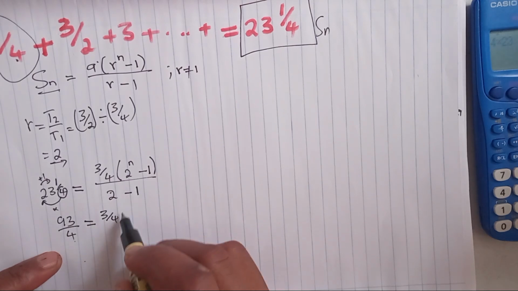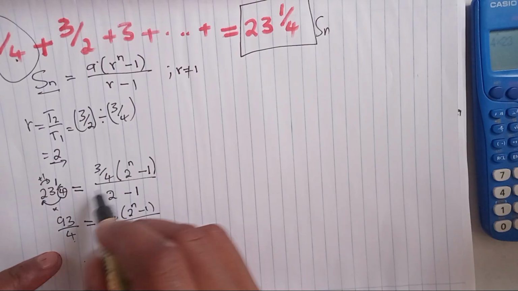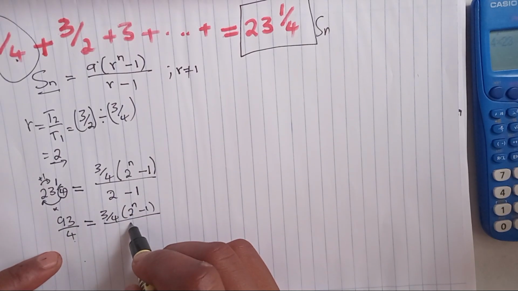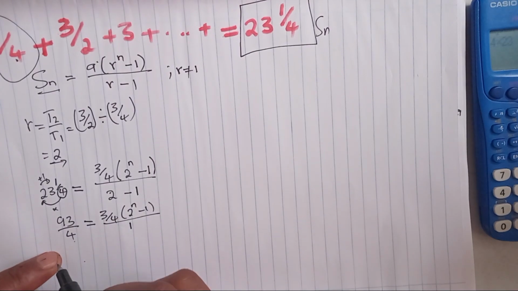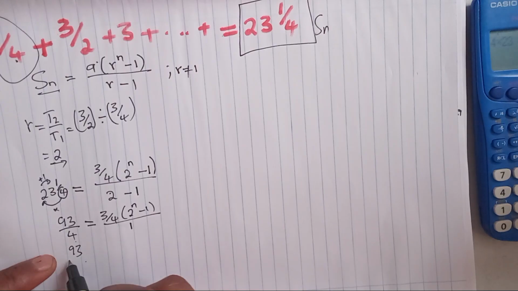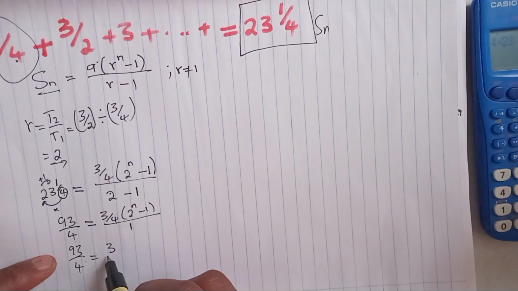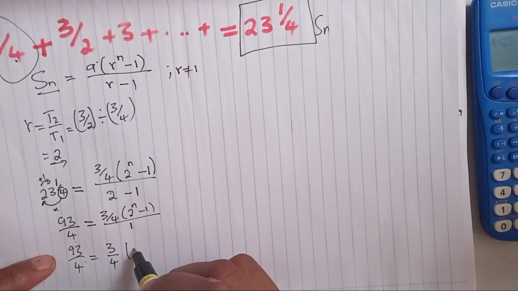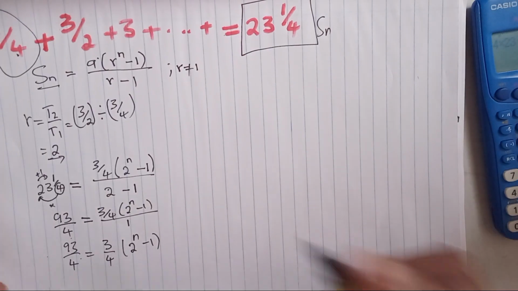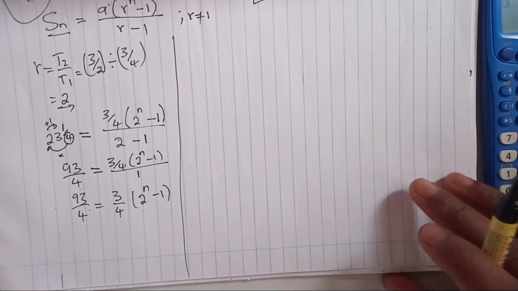So we're going to have 3 over 4 into 2 exponent n minus 1 divided by 2 minus 1, and 2 minus 1 is just 1. So it means that you have 93 over 4, which is equivalent to 3 over 4 into 2 exponent n minus 1. You can work it out anyhow using your mathematical strategies. So let's work it out the way I do it.